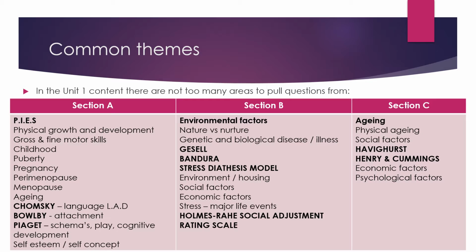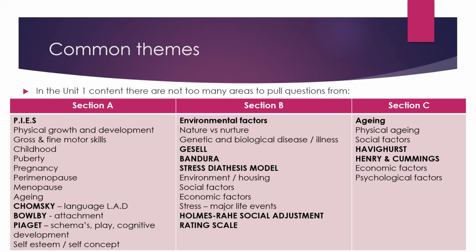Now, in this exam, there aren't that many topics, so there are going to be common themes when it comes to the questions that tend to be asked. In this exam unit, in section A, you've got PIES and growth and development. So it's physical growth, gross and fine motor skills, childhood, puberty, pregnancy, perimenopause, menopause, aging. You've got the theories like Chomsky, Bowlby, Piaget, and self-esteem, self-concept.